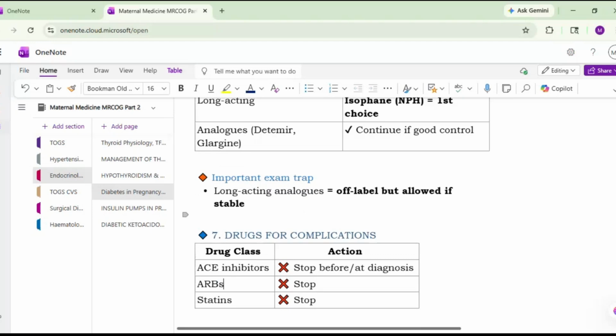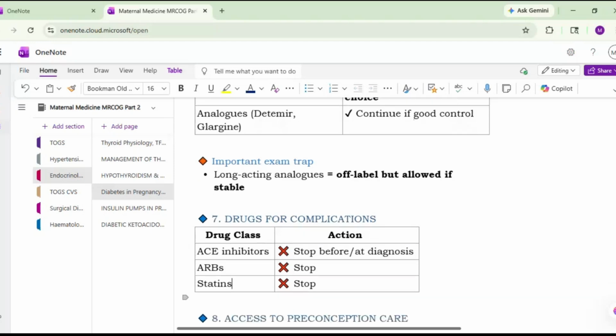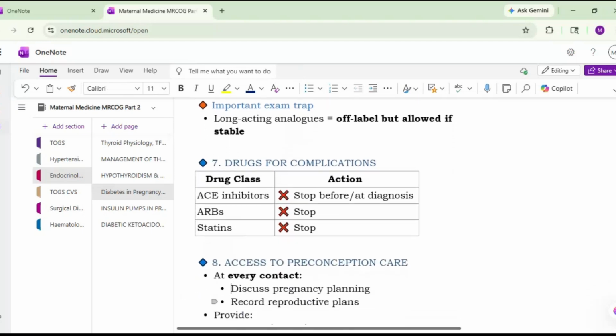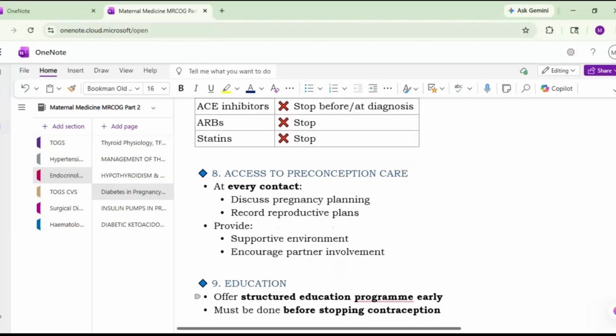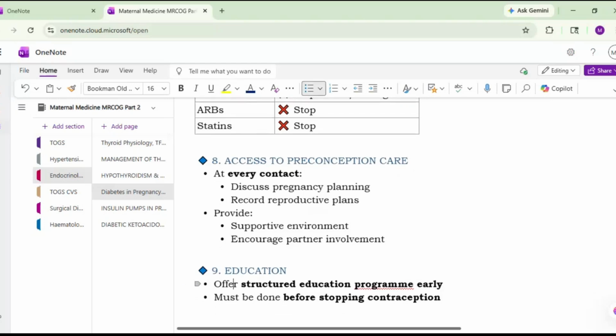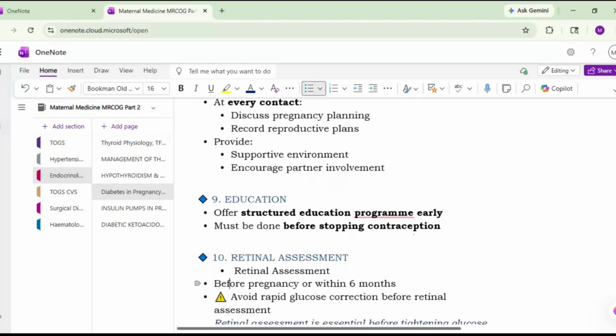Then other drugs. For complications, ACE inhibitors we have to stop, ARBs we have to stop, and statins also we have to stop. Now, access to preconception care at every contact: discuss the pregnancy planning, record reproductive plans, provide a supportive environment and encourage partner involvement. This education is very, very important. We need to offer a structured education program quite early, and it must be done before stopping the contraception.